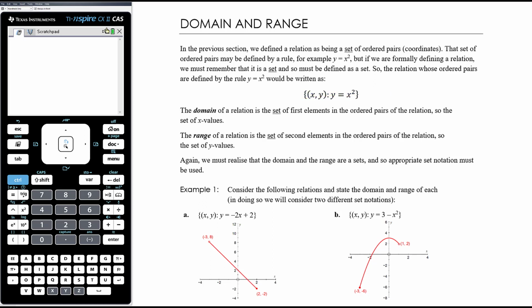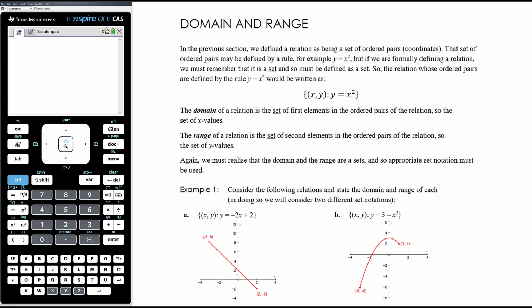The bit before the colon tells us what kind of things we have in this set. So the curly brackets tell us we have a set of things, and they're all going to be ordered pairs. We have a set of ordered pairs such that, that's how we read the colon, y is equal to x squared. So we have a set of ordered pairs, x comma y, such that the y value of those ordered pairs is equal to the square of the x value. Okay? So that's the formal definition of the relation using set notation.